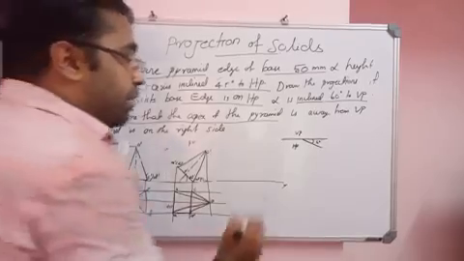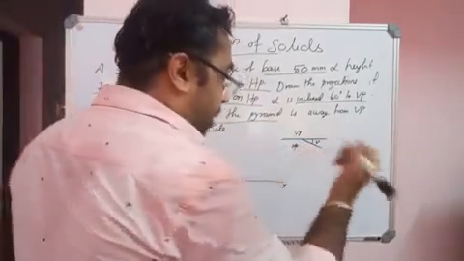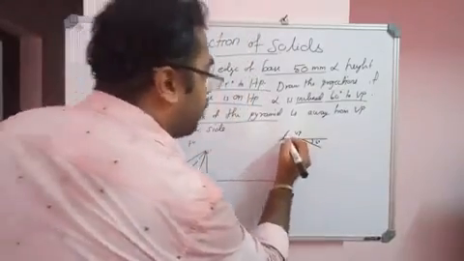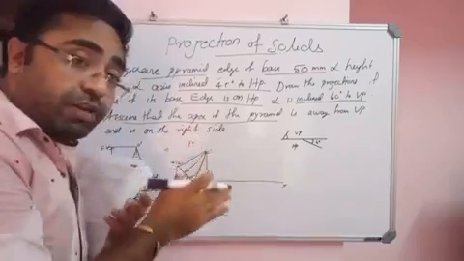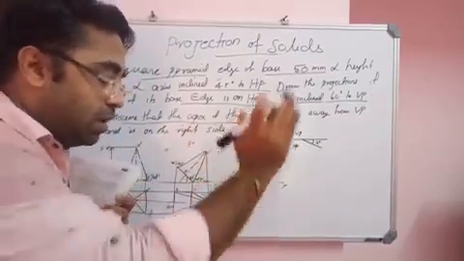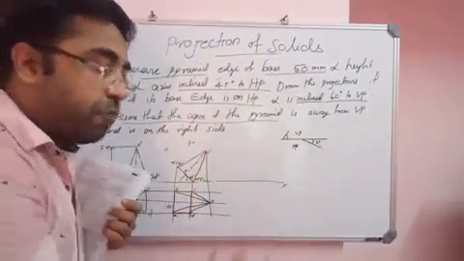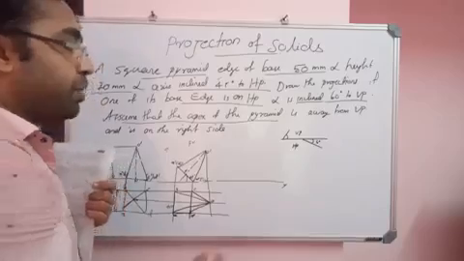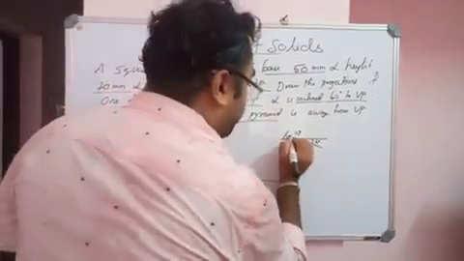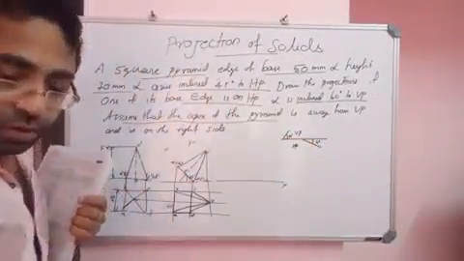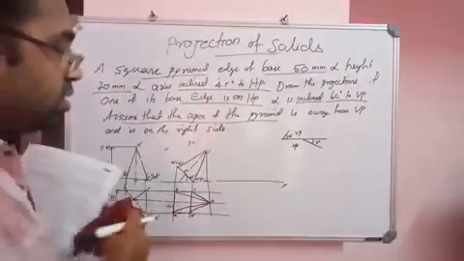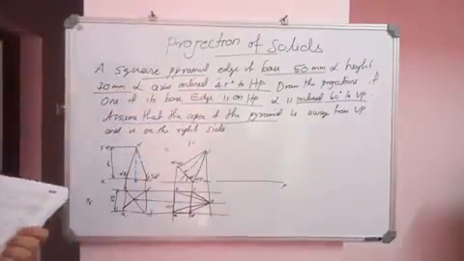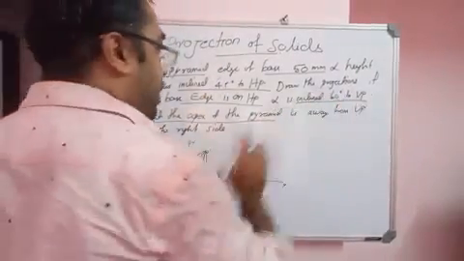Now if we have some angle with the HP, then we show it in the VP, but actually it is horizontal with the floor. That means if you are considering the floor, then it is the floor actually. So this is the 45 degrees. Now we are going to draw the 60 degrees to VP.